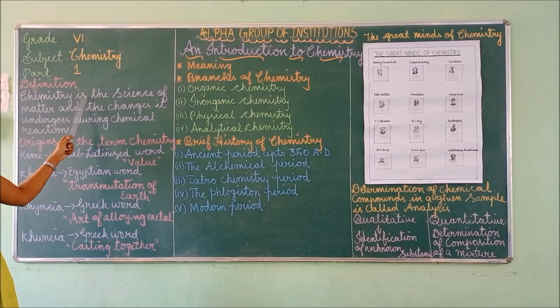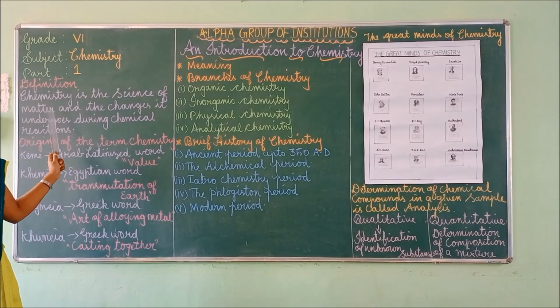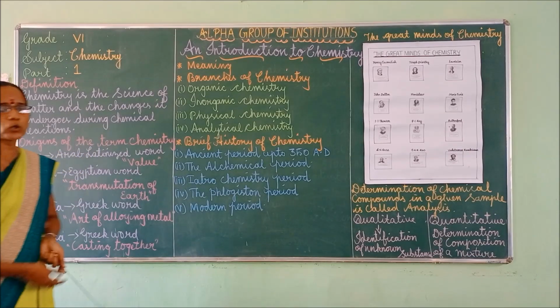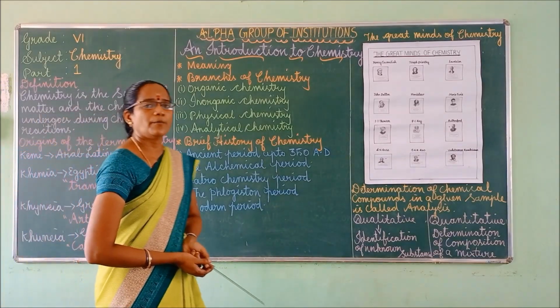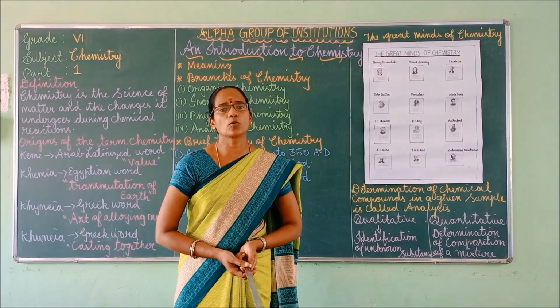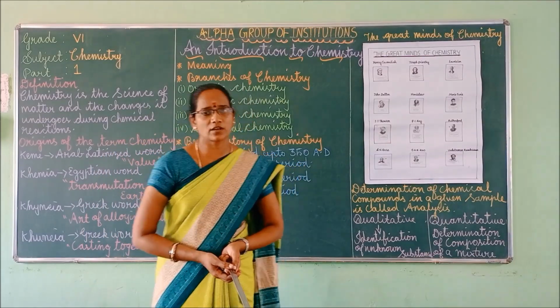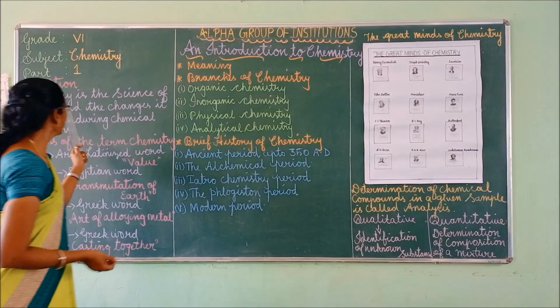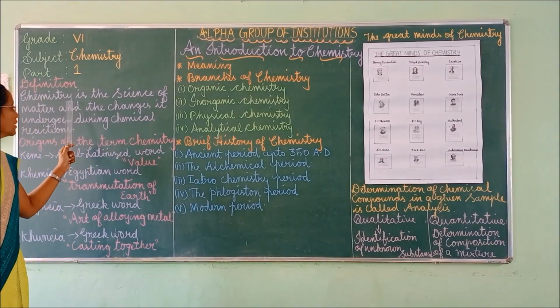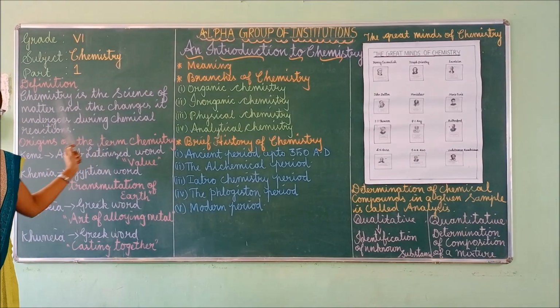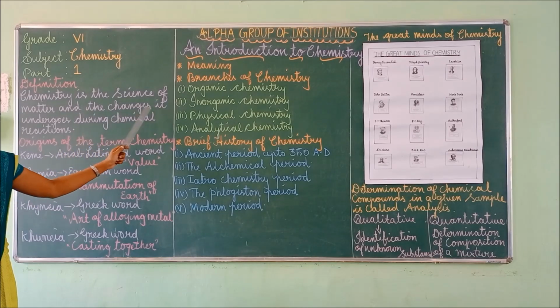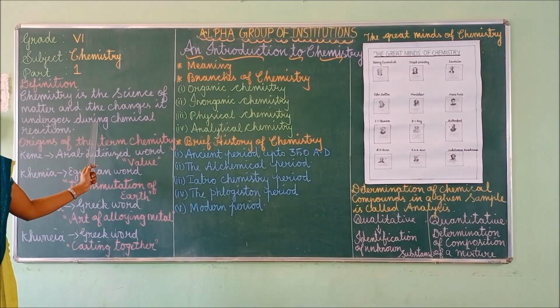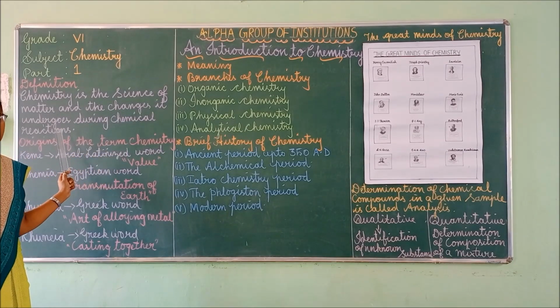So what is meant by chemistry? Chemistry is the science of matter. Already I told you the meaning for matter. Matter means anything which occupies space and has weight. So, how will you define chemistry? Chemistry is the science of matter and the changes it undergoes during chemical reactions.